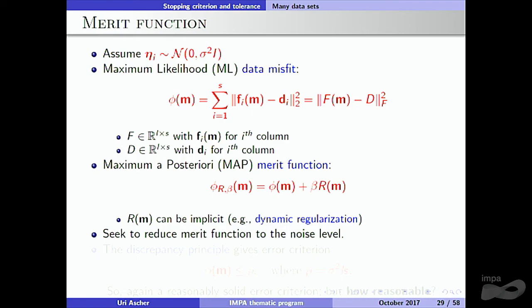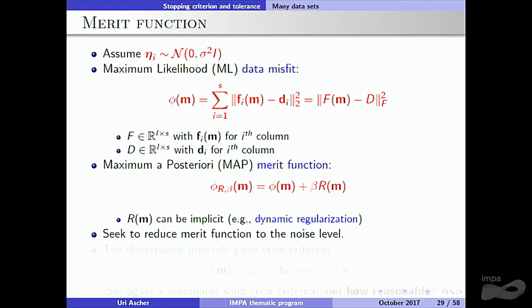And then the maximum a posteriori merit function would be to have here this add to phi m beta times R of m, where R of m is the prior. Okay, so this is the a posteriori, incorporating the data. We are going to eventually use an implicit R of m instead of an explicit one. I will get to that later.